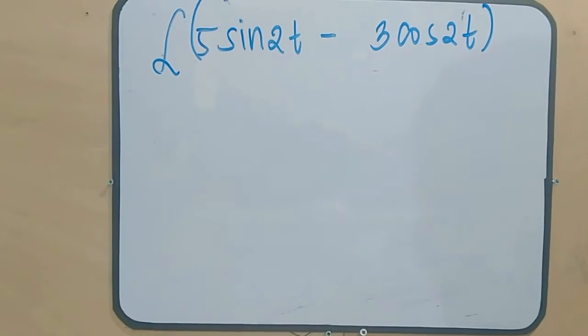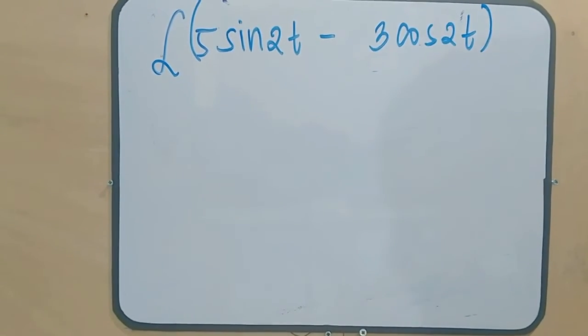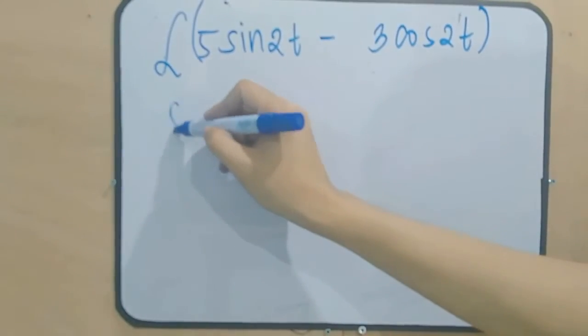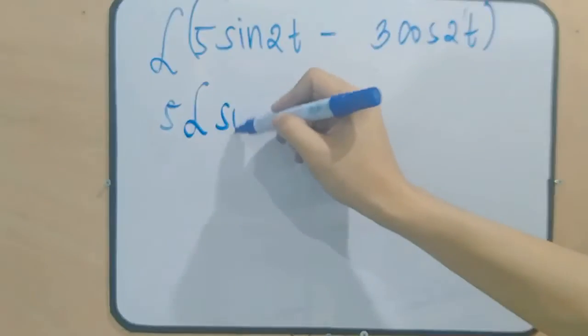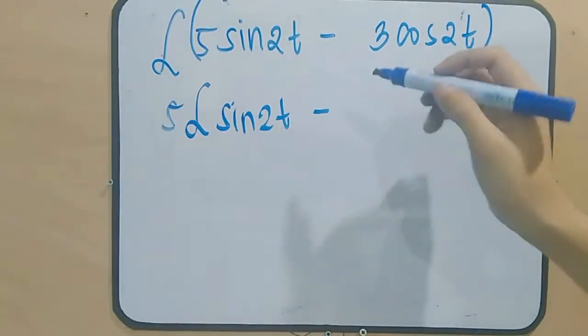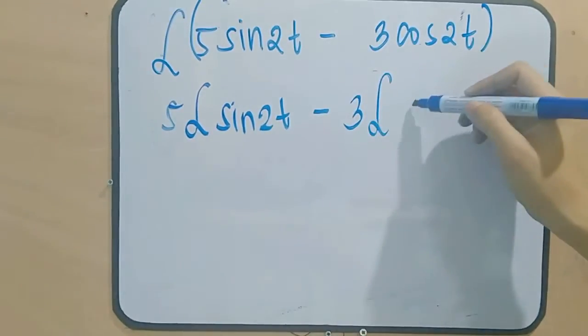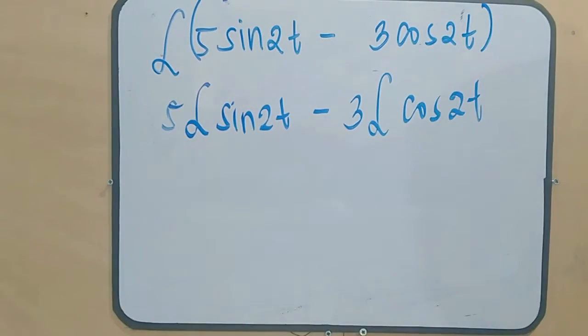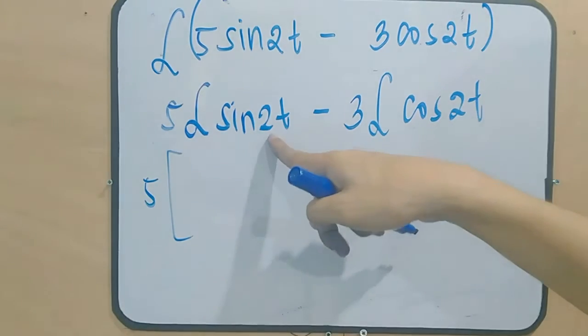So, here guys, Laplace transform is a linear operator. So, pwede natin siyang paghiwalayin. So, this is, so 5 Laplace transform of sine 2t minus 3 Laplace transform of cosine 2t. So, apply natin yung formula. So, this is 5. Pag sine, yung constant coefficient yung nasa taas. So, we have here 2.